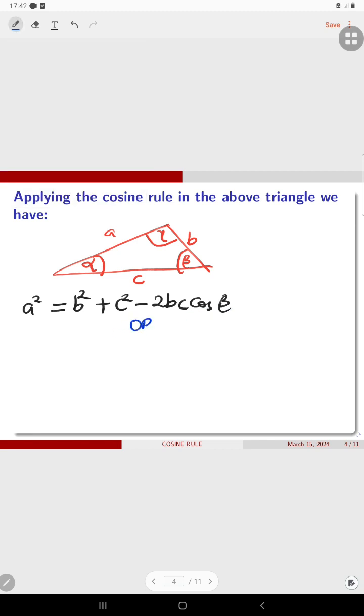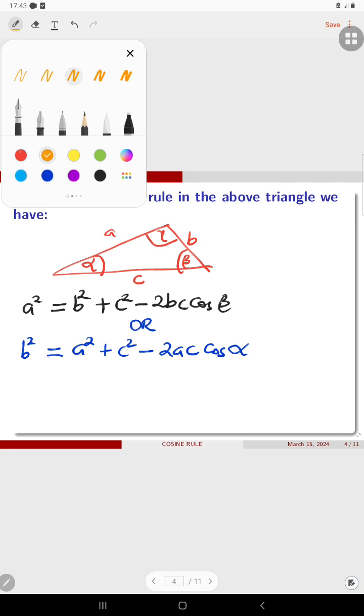Or if you want to find B, then B squared is going to be the other two sides, A squared plus C squared minus 2AC cos, what is the angle facing B? The angle facing this B is what? Alpha. So cos alpha. I hope you are following.